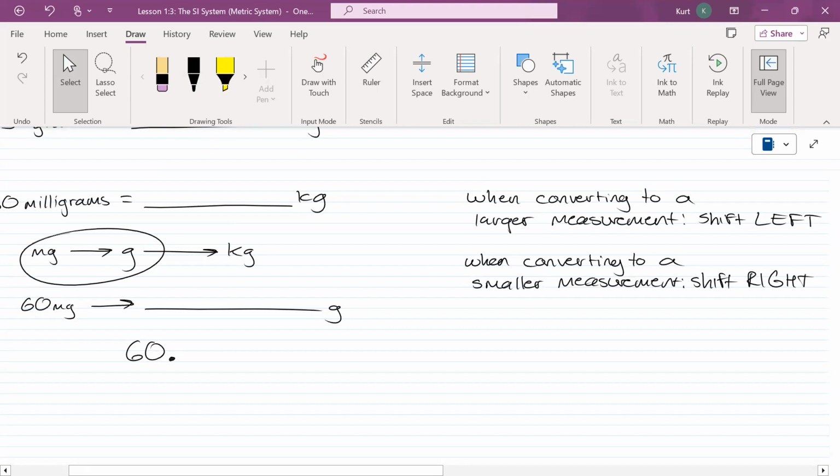Is a gram bigger or smaller than a milligram? Bigger. Very good. How many times bigger than a milligram? 1,000 times. How many zeros are there in 1,000? 3. So we're going bigger or larger. Do we need to shift the decimal left or right? Answer that first. Left. How many times?